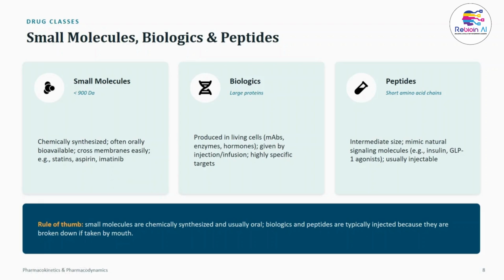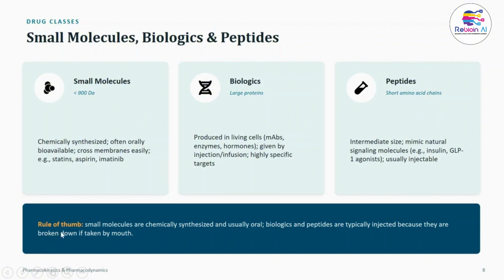Biologics are produced in living cells, like monoclonal antibodies, enzymes, and hormones, given by injection or infusion, with highly specific targets. So this is produced by the living cells, right? Peptides are short amino acid chains of intermediate size. They mimic natural signaling molecules such as insulin. For diabetic patients, insulin is given, right? These are peptides generally, as is the GLP-1 agonist. These are generally in injectable forms.